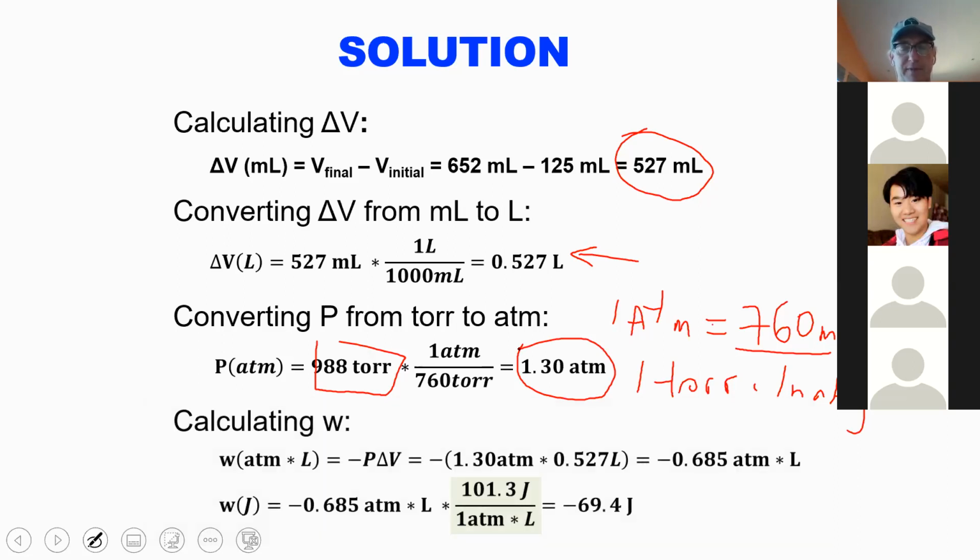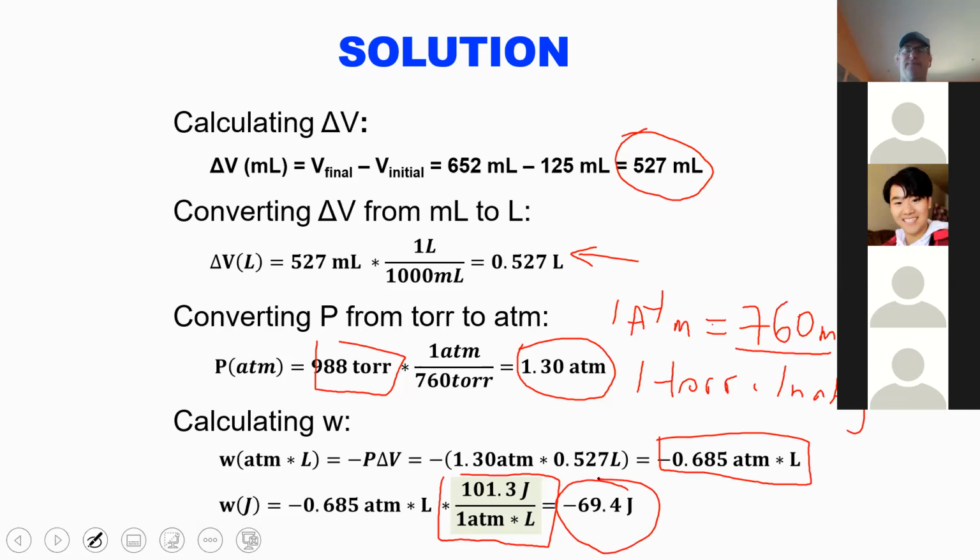So the work is atmosphere liters, 1.3 atmospheres, that many liters. Here's our number in atmosphere liters, which doesn't make much sense. Atmosphere liters, I don't know what that is, but we can convert that to joules, which we do know what that is. And here's our conversion factor. Again, 101.3 joules for every atmosphere liter of work done. So that gives us finally the number of joules.